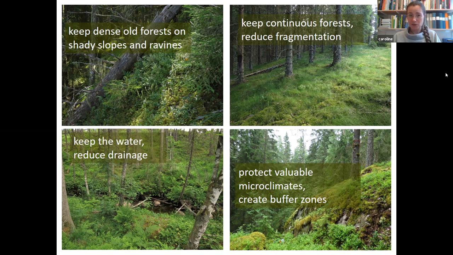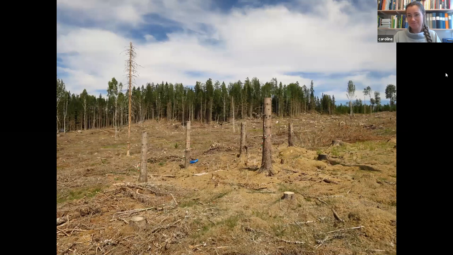Keep the water in the landscape and reduce drainage. Again, water and proximity to water, soil moisture, all this increases the buffering capacity of forests against extreme temperatures. And then protect valuable microclimates for these threatened northern species, and maybe even create buffer zones around them to minimize the edge effects on these habitats. And for sure, avoid this. Clear-cutting has many other disadvantages, but also from a microclimate perspective, it is rather invasive. It creates very strong temperature differences, which the forest floor plants may not cope with.